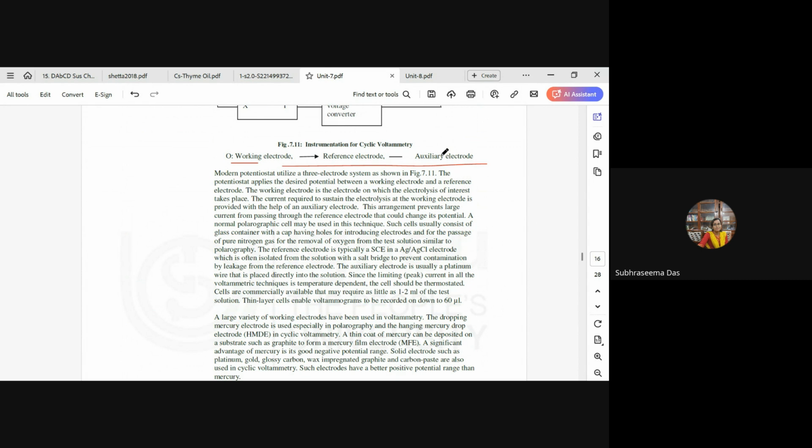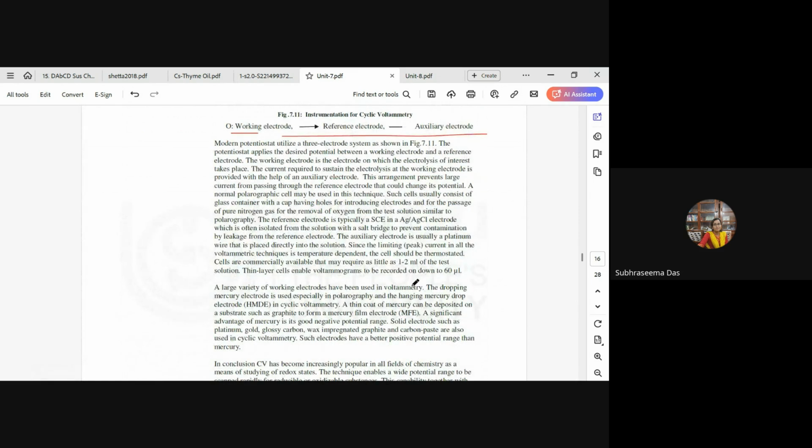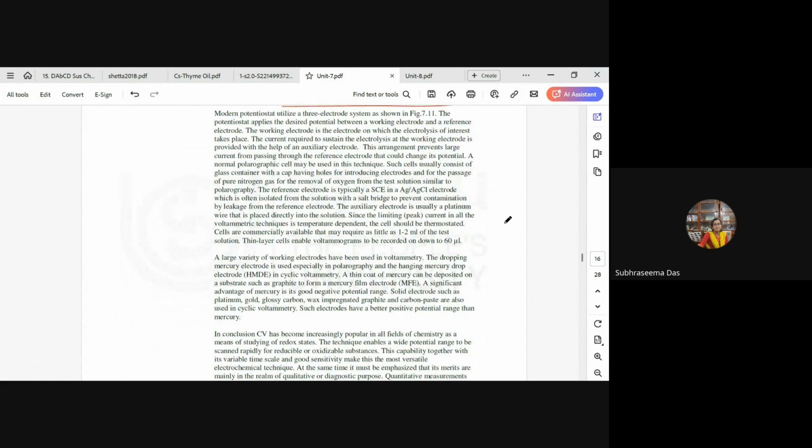Since the limiting current is temperature dependent, the cell is thermostated. Cells are commercially available, and they require around 1 to 2 ml of the solution. Even thin cells are used, where 60 microliters of the solution is used.